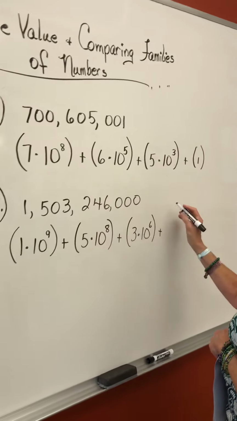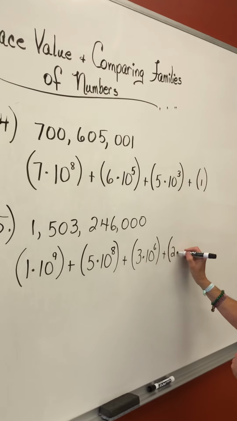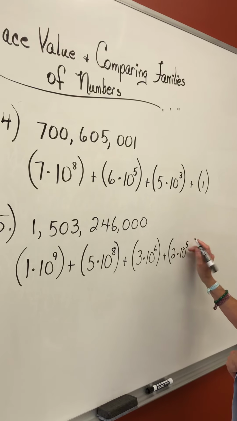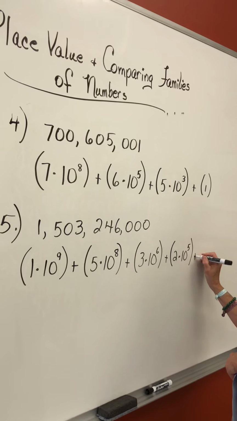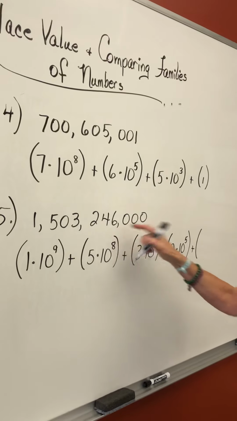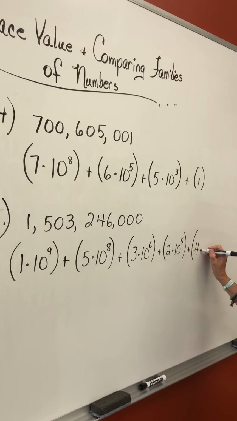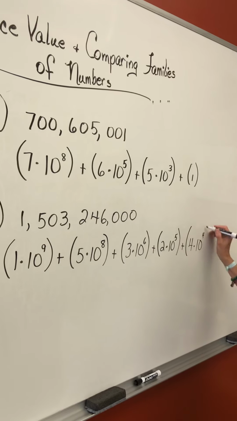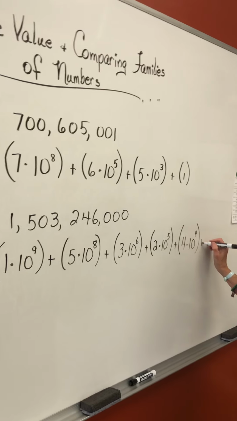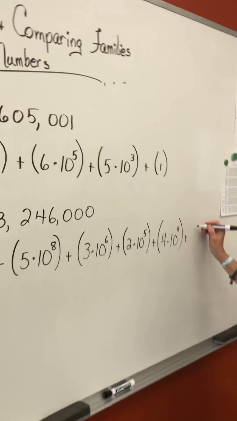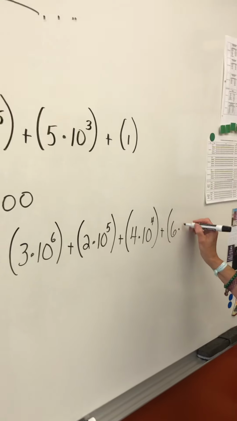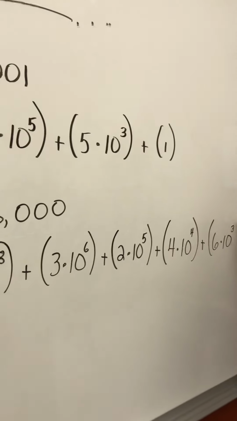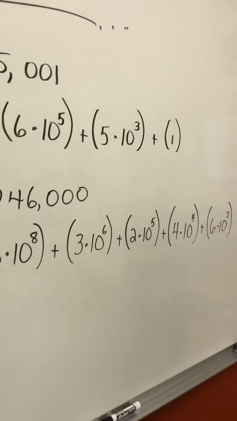Plus 2 times 10, 3, 4, 5. There's quite a few digits in this one. Plus 4 times 10, 3, 4th place. Plus, I might run out of room. Nope, this is the last one. 6 times 10, and that's to the 3rd place, right? Would be thousands. There it is.